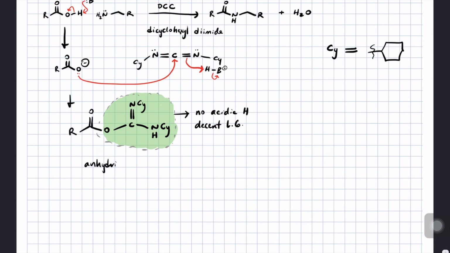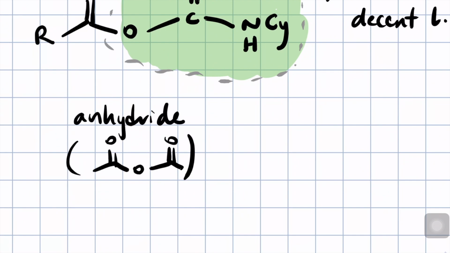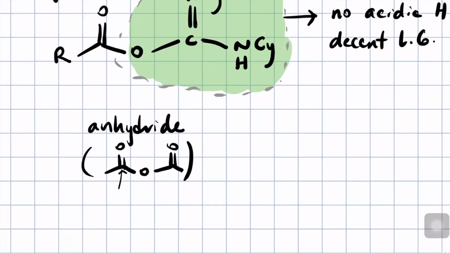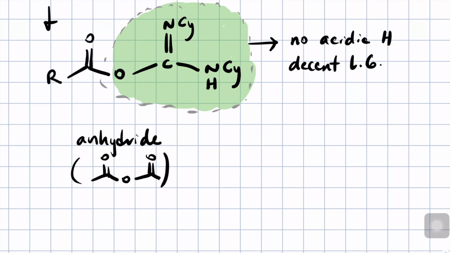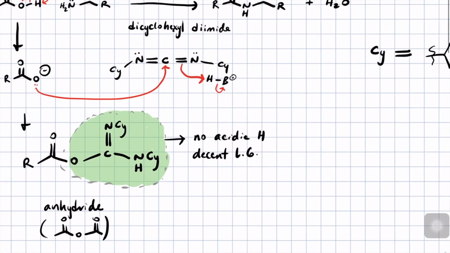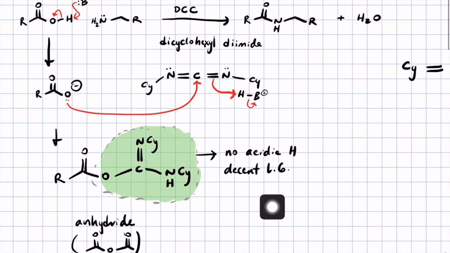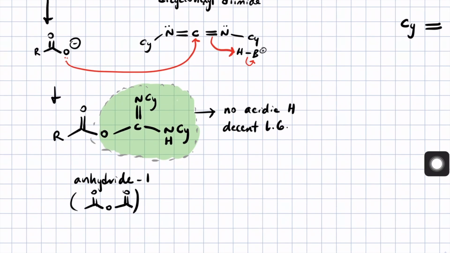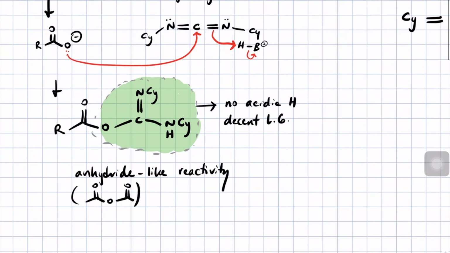All right, so now if you look at this molecule, it looks a little bit like an anhydride. An anhydride is a molecule like this, where you have a carbonyl carbon that's bonded to another carboxylate group. And we've got that same kind of structure here. Here's a carbon-oxygen double bond, here's an oxygen, and here's another carbon-heteroatom double bond. So this intermediate has anhydride-like reactivity, just as we saw way back in chapter 22.